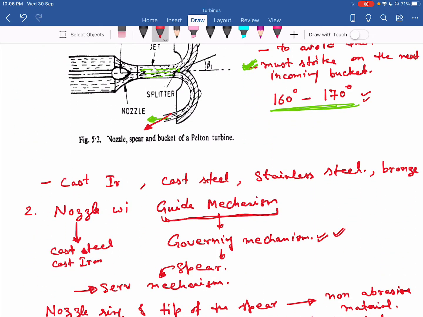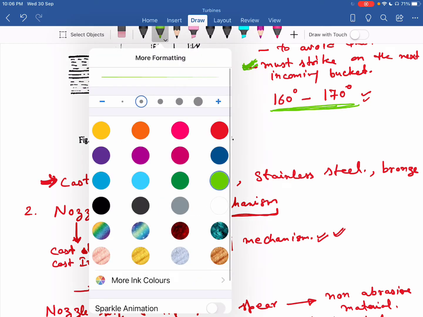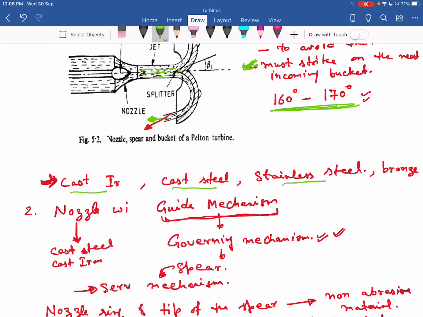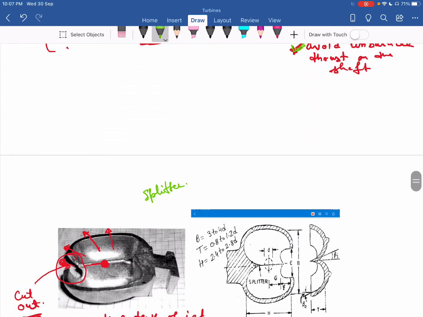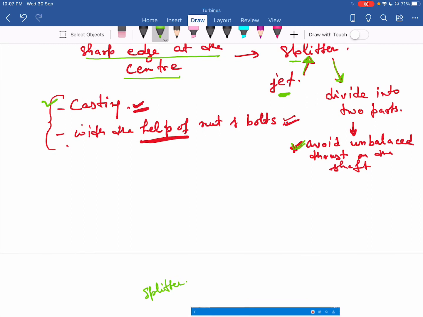Okay, then the material for the bucket: it is cast iron, cast steel, stainless steel, or bronze. Now, to avoid or minimize friction, the surfaces of this bucket are properly polished. Okay. Now how do we mount these buckets on the runner? These buckets are mounted from this side on the runner, either by casting or with the help of some fasteners. With the help of fasteners, that may be nut and bolt.